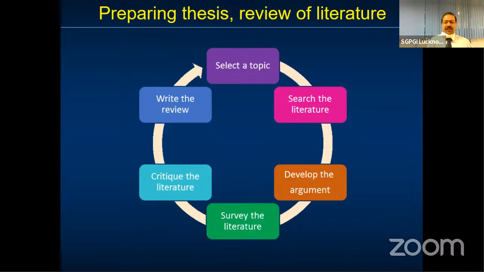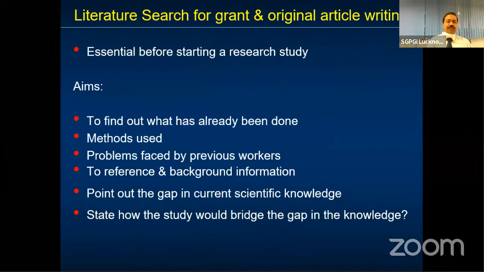Are you missing something? Then after doing all this, you critique the literature and you see, is there something which is a lacuna in the literature? And can I write a review of the whole available literature and highlight the lacuna, which will be an original idea, and many journals would publish the review, or you will be successful in writing the thesis. So this is what we will be doing when we are writing a thesis, an original article, a review article, or a research grant.